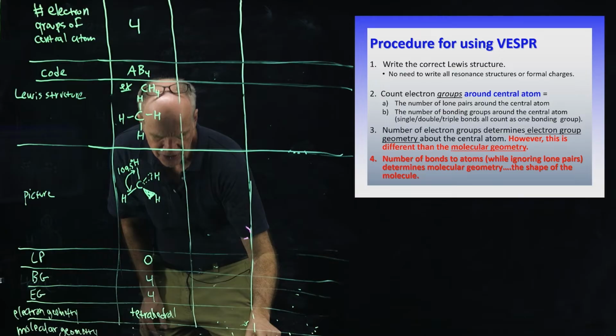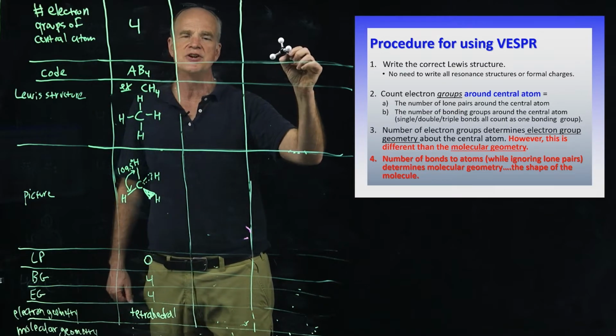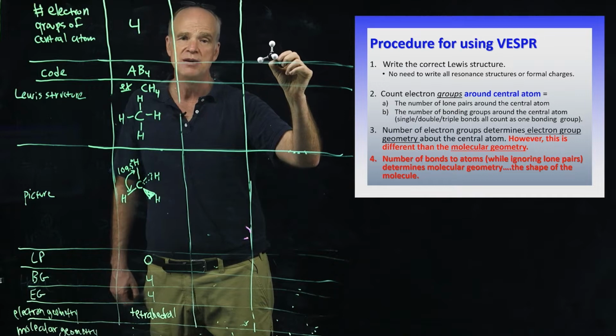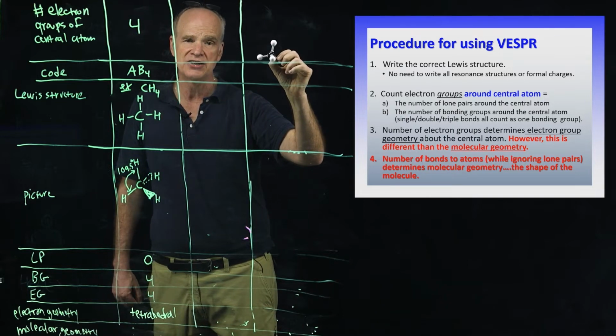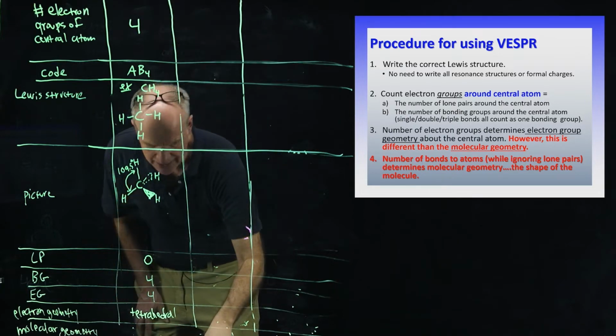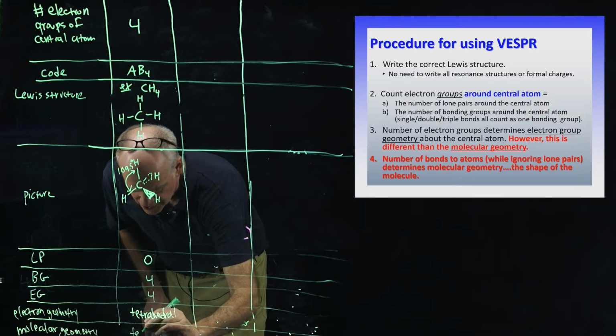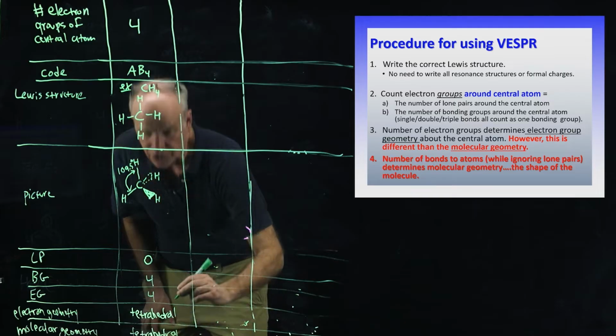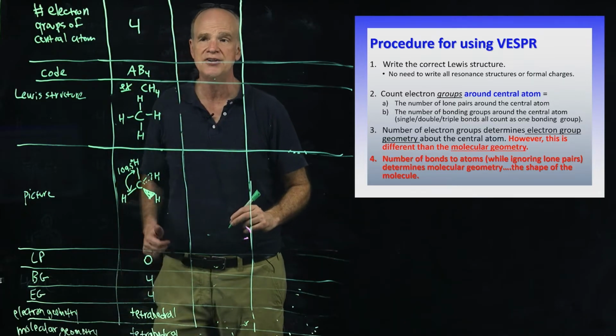Now, how about the molecular geometry? So you're just looking at the arrangement of the atoms in space, and basically they mimic the arrangement of the electron groups in space. So the atoms in space are also tetrahedral. Okay, so let's go on to the next family.